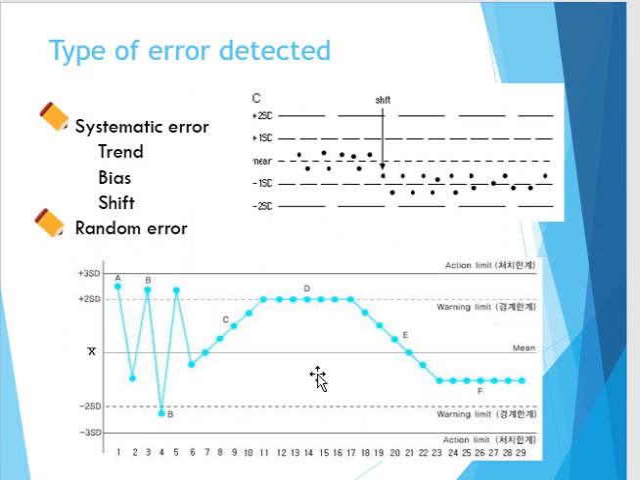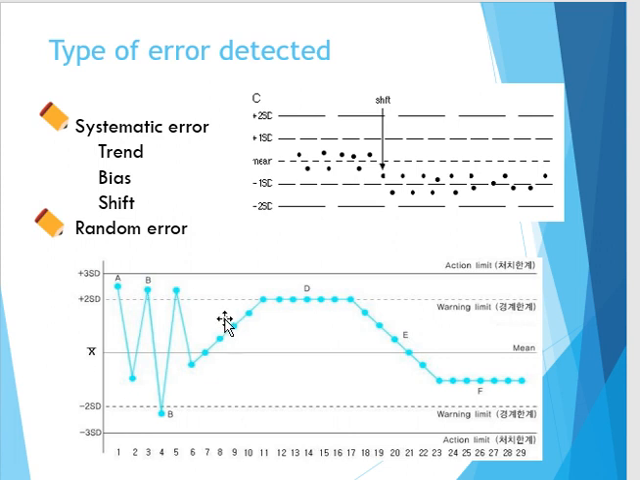What is bias? Section C shows the bias pattern. It is consistently on the same side of the mean, not symmetrical. It may be near the mean or plus minus 1 SD, or maybe near plus minus 2 SD. What is shift? This shows the shift pattern, a sudden change in the control mean. Before this it lies here, and then suddenly changes and falls into this area.